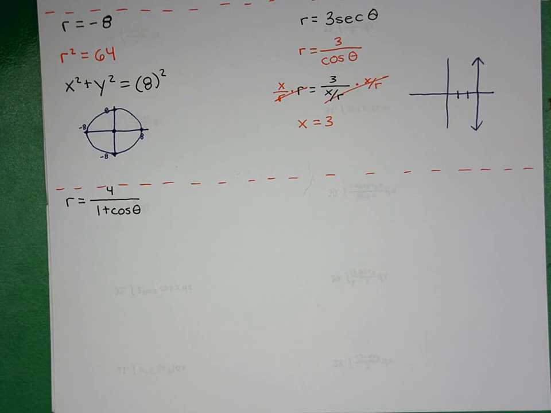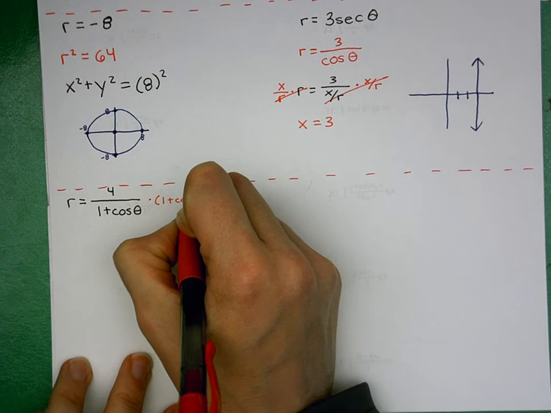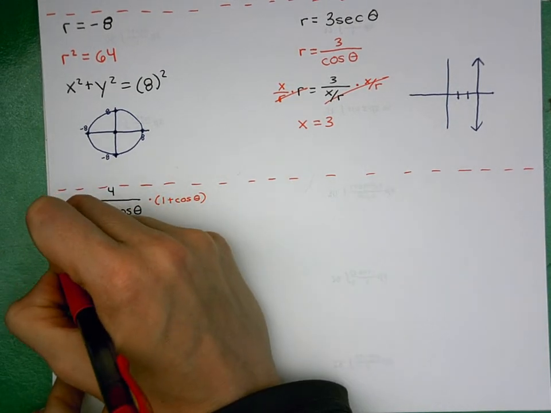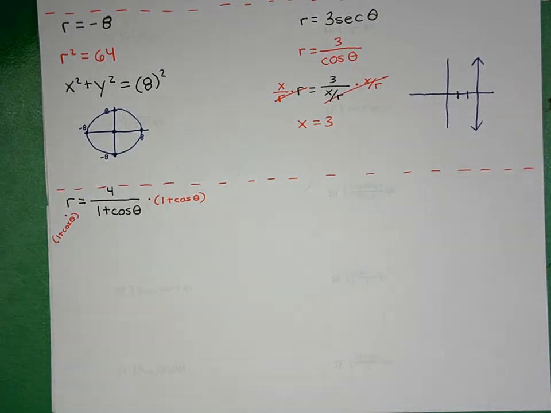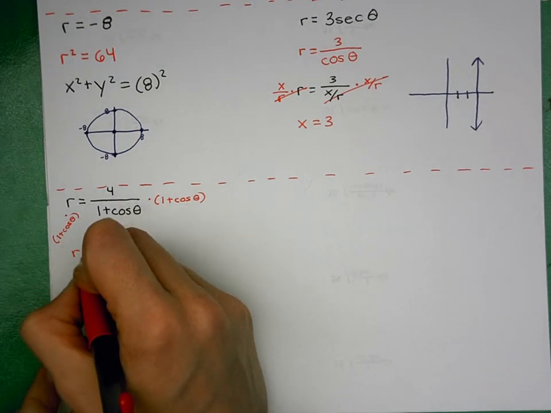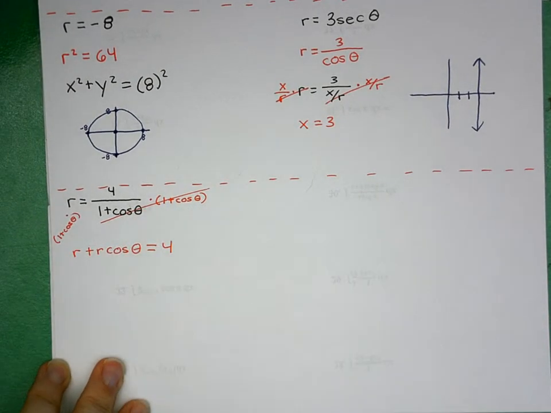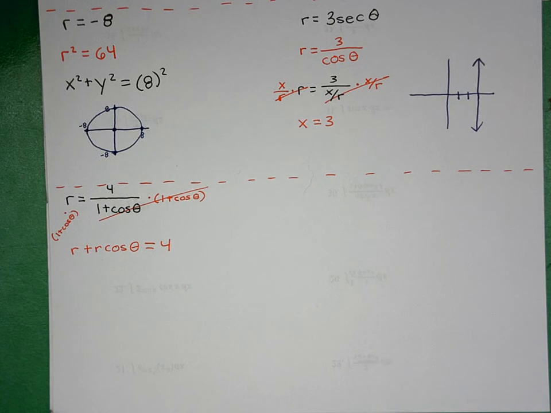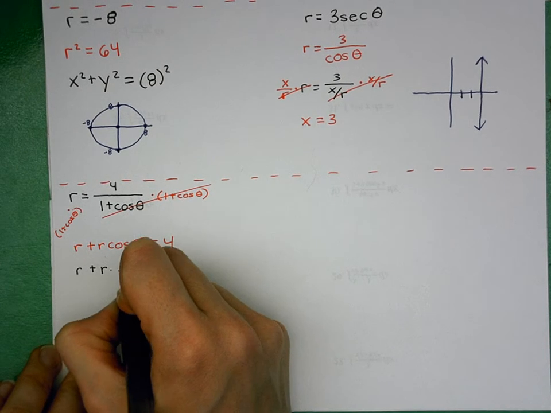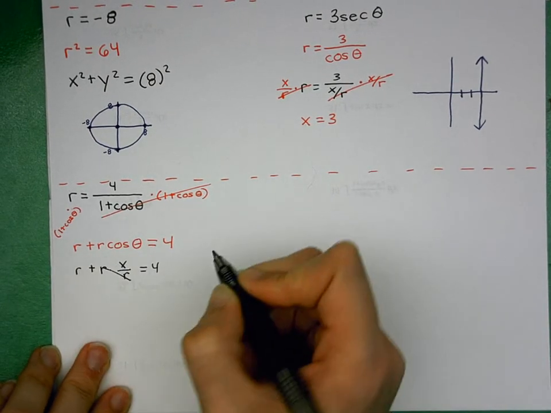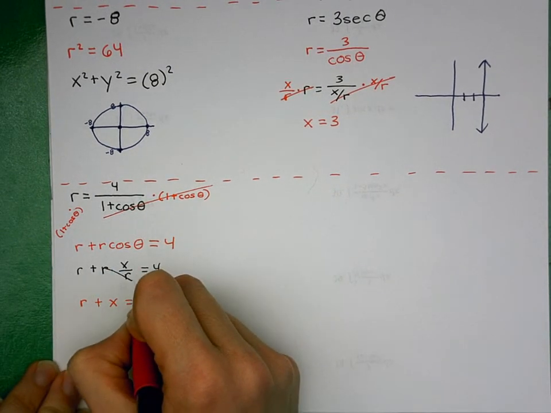Okay? But like I said, I'm going to do it like we did in the notes, which is I always like multiplying my denominator over to the other side when it comes to ones like this. And then I'm going to distribute the r as I do that. So r times 1 is r, and r times cosine theta is r cosine theta. On the other side, these have canceled, leaving me with just 4. And now I can go ahead and substitute in. I know what cosine theta is. Cosine theta is the same thing as x over r, which leaves me with r plus x equals 4.